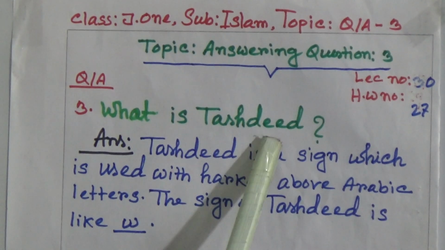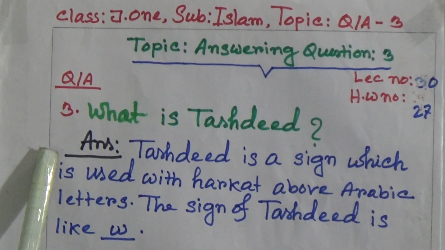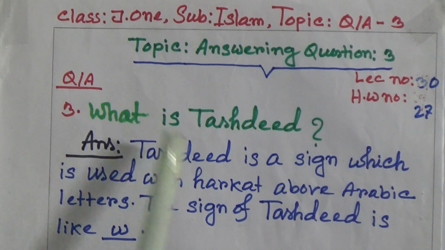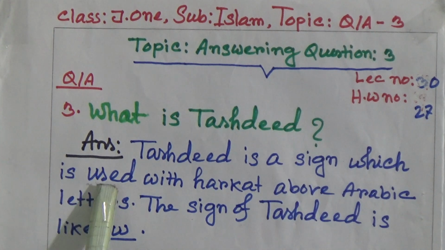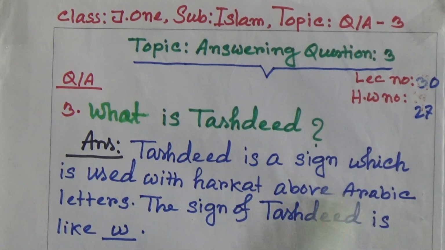What is tashdid? And the answer is, tashdid is a sign which is used with harakat above Arabic letters. The sign of tashdid is like this one.